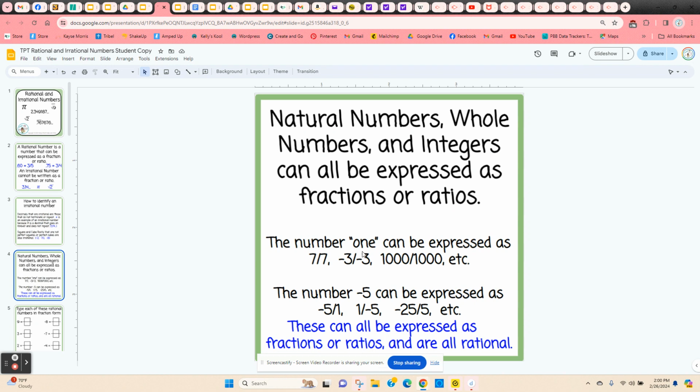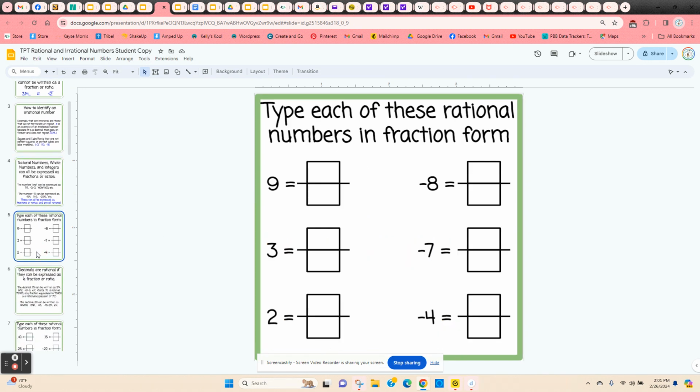So for example, the number 1 can be expressed in many different ways as a fraction. The integer -5 can also be expressed as a fraction. So these are all rational numbers. And students on slide 5 are going to type in examples of fractions so that they can show that all of these integers are rational.